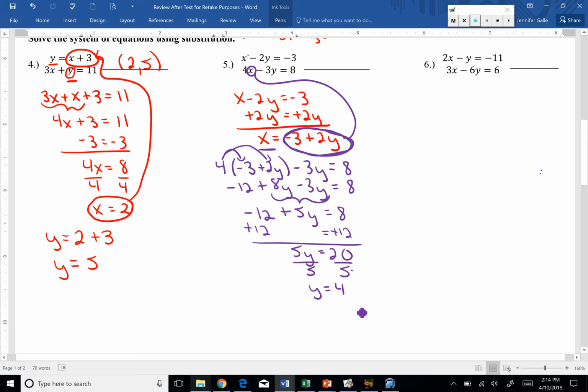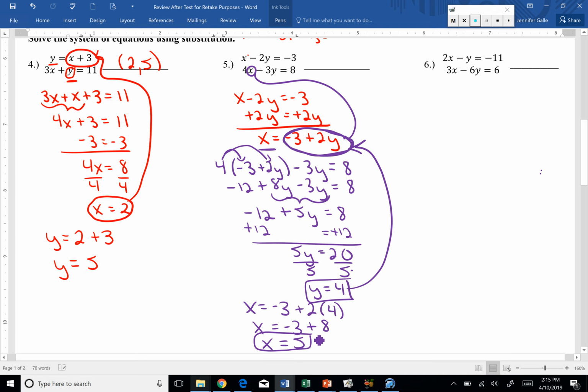Once we have y, remember we have to also find our x. The first one always takes the most work. To either get the x or y, whichever one you get first, that always takes the most work. After that, to make finding the other variable easier, always go back to our blob, our circle, if you will. Go back to what you circled. We have x equals -3 plus 2, and then instead of y, we now know our y is 4. So we do a little bit of computation. If you want to just throw that in your calculator, that's fine with me. And we get our x is 5.